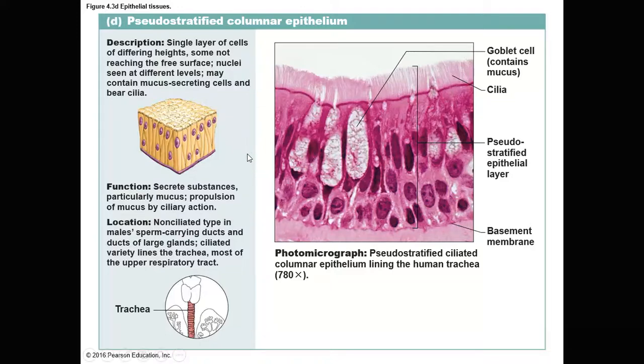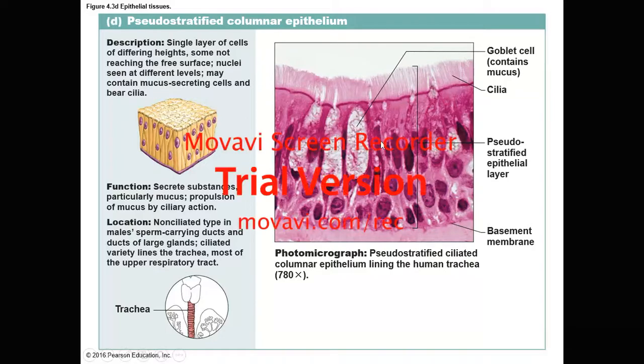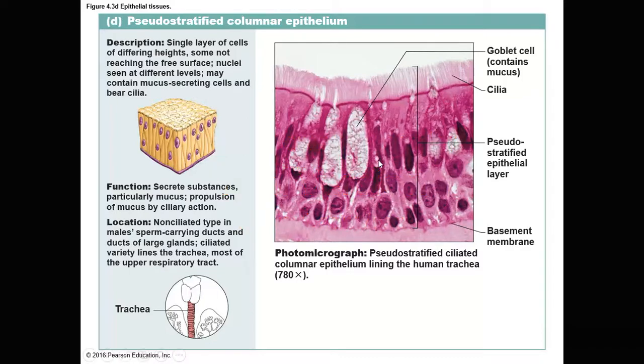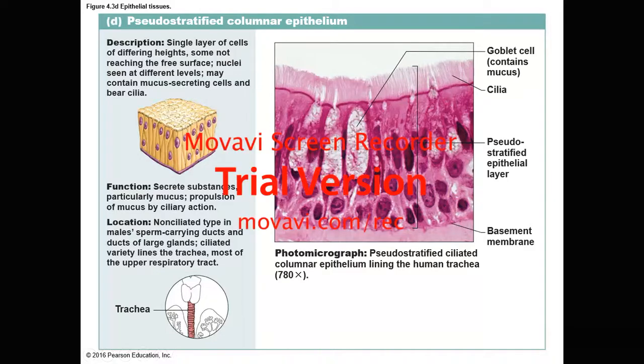So there's a single layer of cells differing in height. That they differ in height is what makes them look like more than one layer, okay? Some not reaching the free surface. All right, the nuclei seen at different levels. Also, normally, if it's a single layer, the nuclei will be at one level, but these nuclei are at varying levels, okay? And may contain the mucus secreting cells, and they bear cilia.